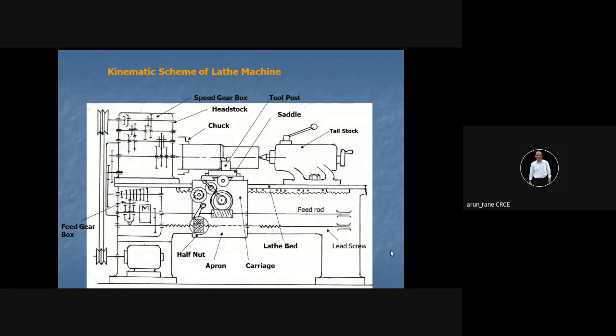We will not ask you the internal working, that is, how the spindle rotates, or how the longitudinal feed happens, or how the cross feed happens. That much detail will not be asked, because the syllabus is very vast and we understand this much cannot be done by the student.